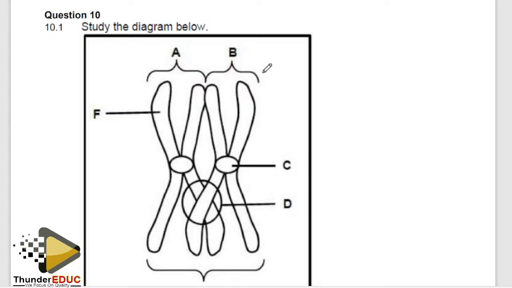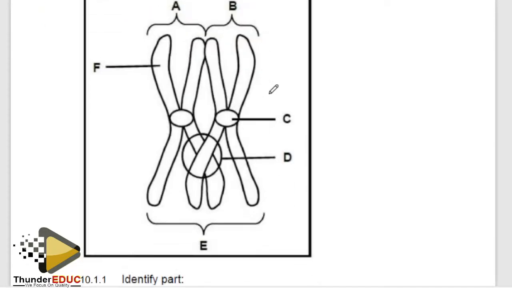Please don't make a mistake. It's the last time for you to identify what it is. Let's try to label this and then we see. How do you call C? It is a centromere. How do you call this? The point where crossing over takes place is the chiasma.